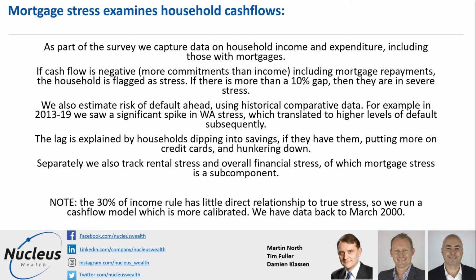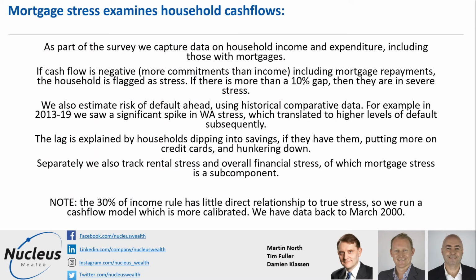Yeah. So the real issue is, of course, that we look at cash flow rather than a 30% of income rule. That's the standard rule that everybody quotes, but it doesn't really tell you very much. So I look at real cash flow. Essentially, if households are in stress, that means they've got less cash coming in than they're actually paying out. If they're deeply negative, let's say a 10% gap, then they're in severe stress. And I think we need to make some comparisons here.